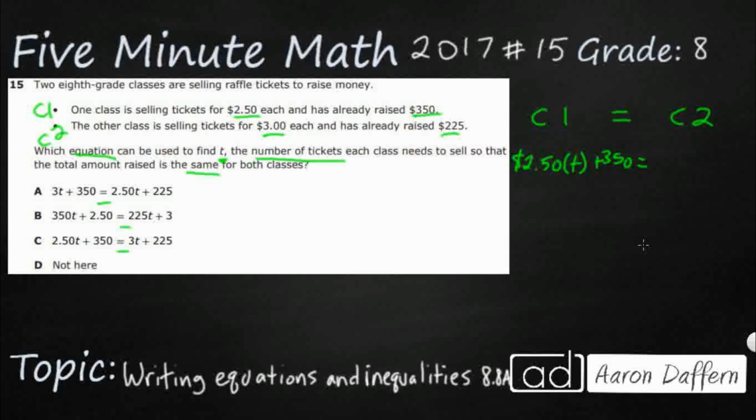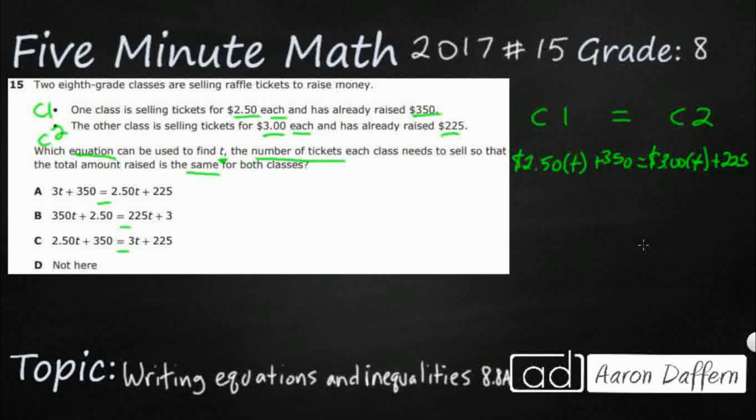Class 2 is going to be kind of similar. So it's $3 a ticket. See this "each" right here kind of lets you know that it's going to be multiplication. So $3 for each ticket. Plus, they've already sold or raised $225. Not quite as much.